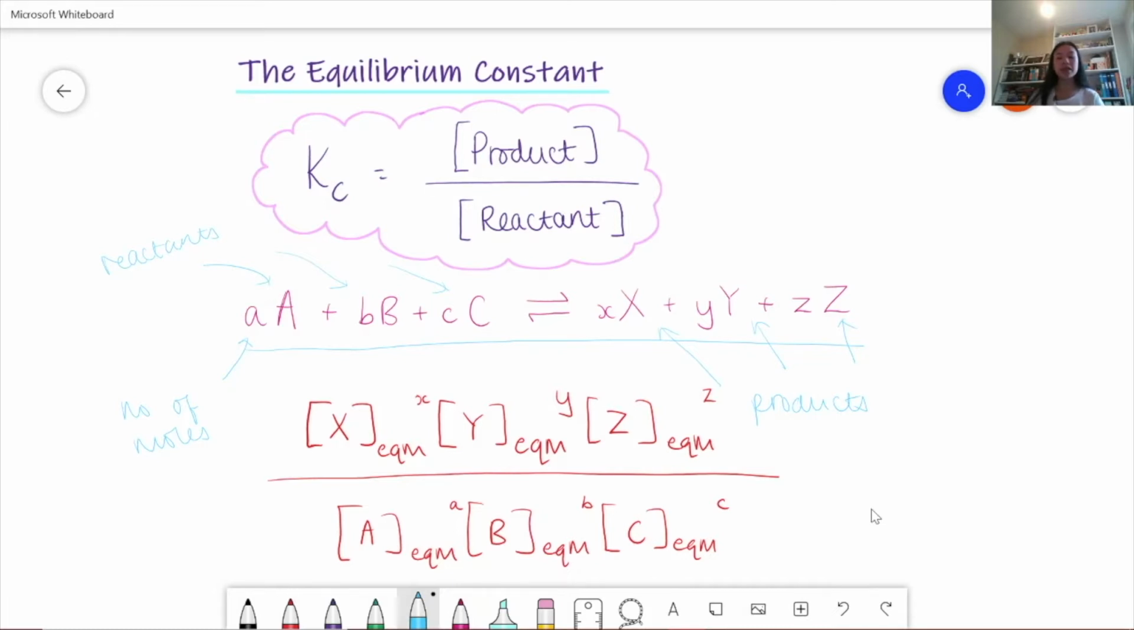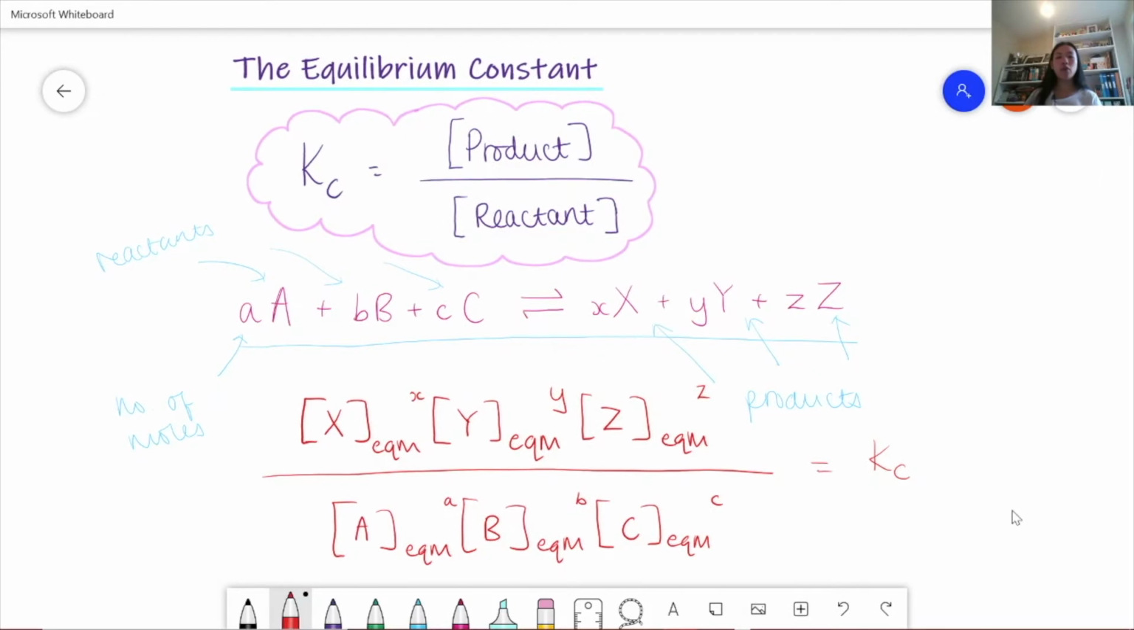reaction. So when we actually work out this ratio, it actually comes out as a constant figure. If we repeat this reaction lots and lots of times and work out this ratio again and again, we should get the same value, a constant. And this constant is what we call Kc. So that is the equilibrium constant.